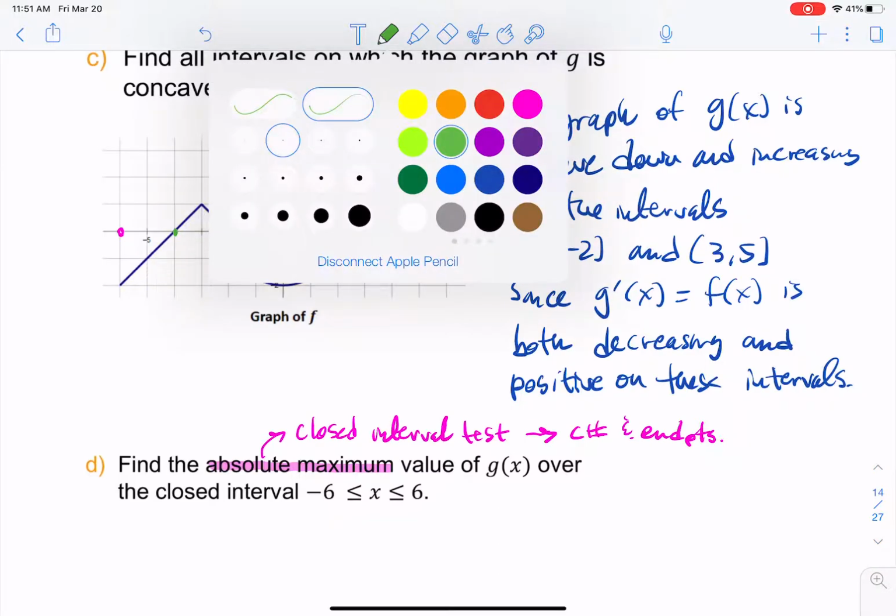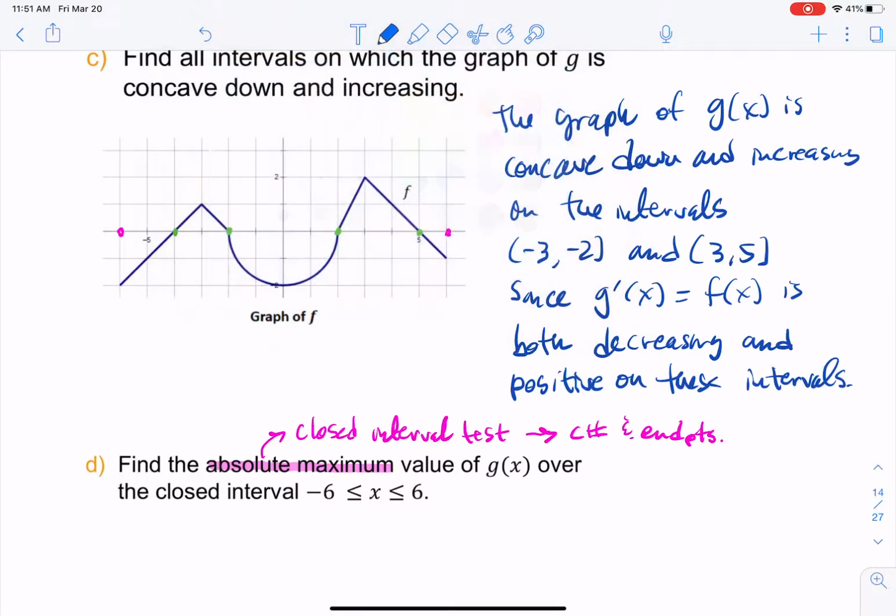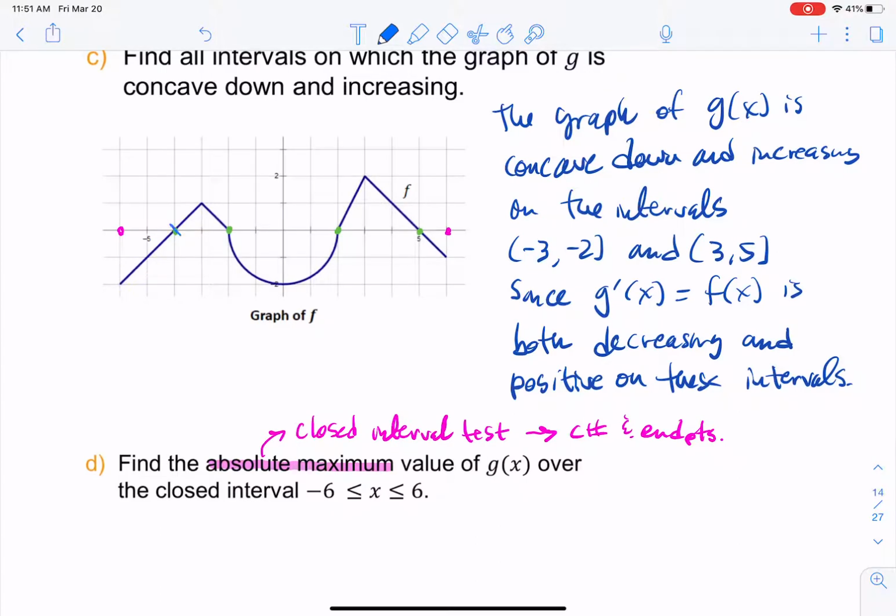Like, for example, we can eliminate, maybe use a blue here, we're looking for absolute maximum, so we can get rid of any of the relative minimums. We can get rid of, at -4, because the derivative changes from negative to positive, that one is a min. Okay, and then likewise, we can get rid of the one at 2 for the exact same reason. Derivative changes from negative to positive, there's another minimum. Right, and so we basically have 1, 2, 3, 4 things to check.